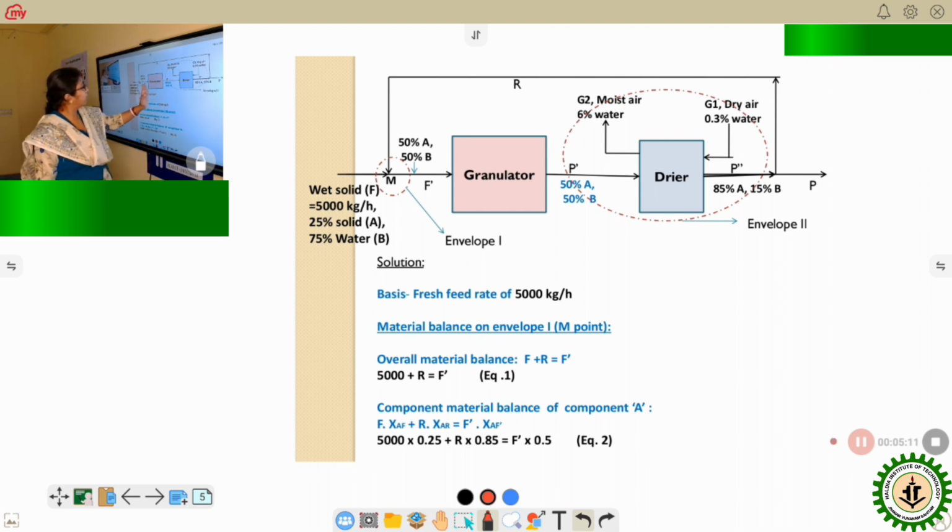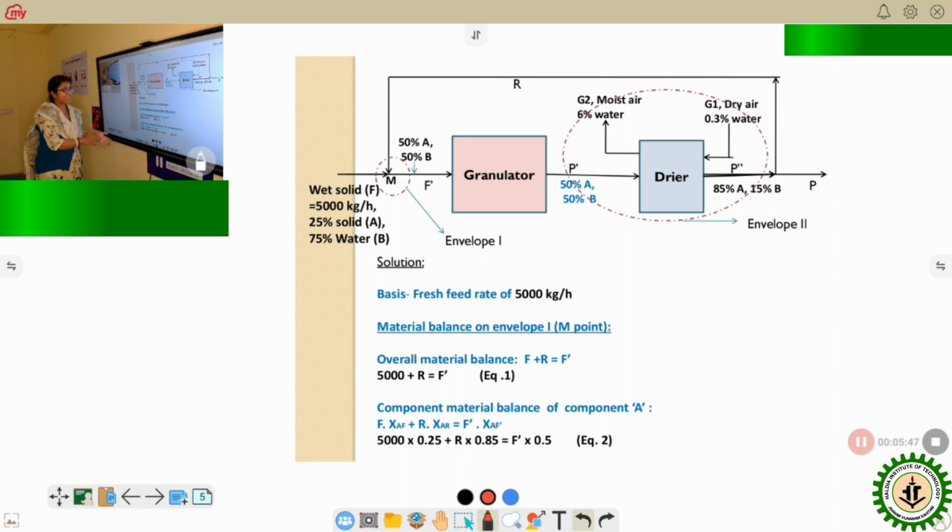Next, when the dryer gives the product, the composition, that is the weight percentage of A, reaches 85%. Obviously, the rest 15% is B. Now, a part of this P double dash, which is the product just leaving the dryer, is diverted as the recycling stream, that is R, and the rest of the diverted stream is obtained as the final product P. Now, what is the basis of this problem?